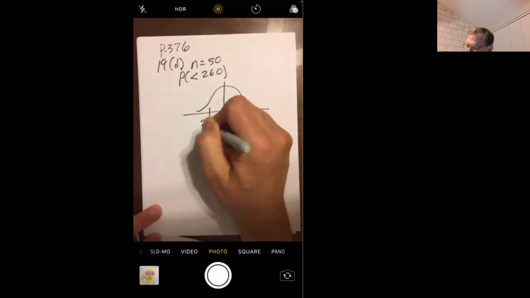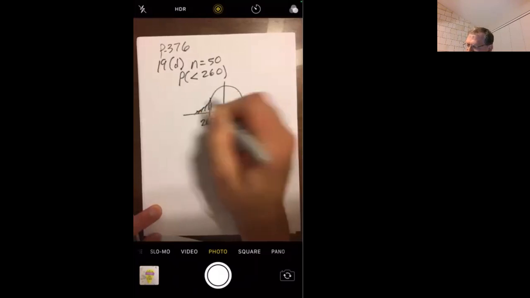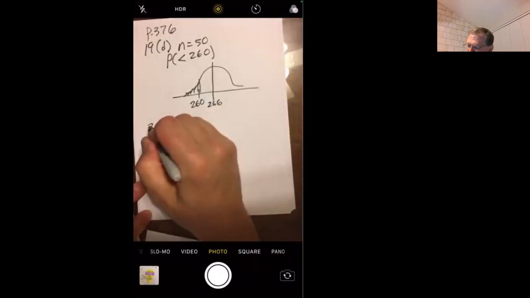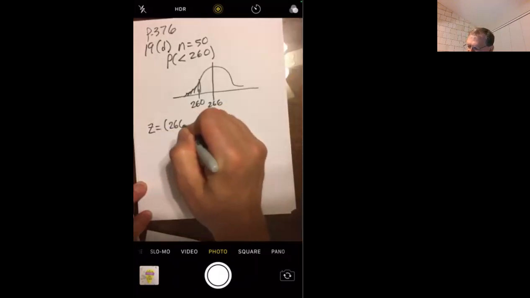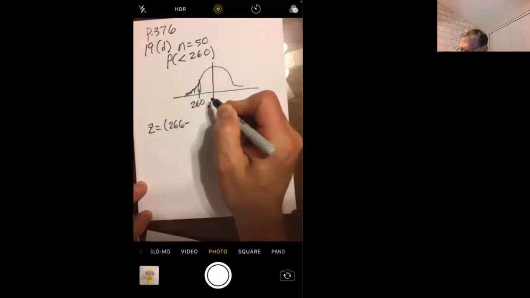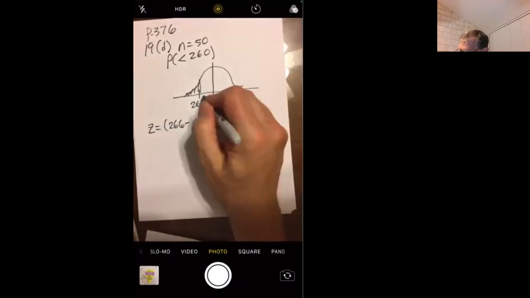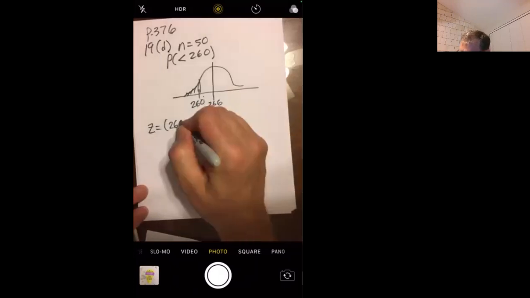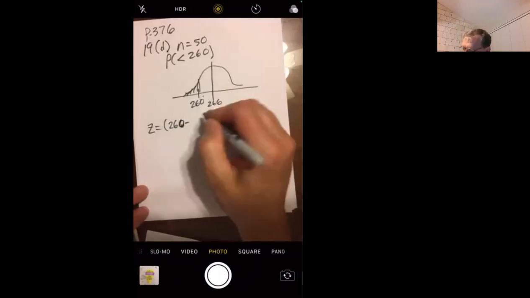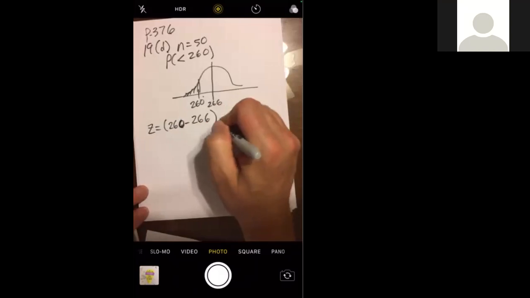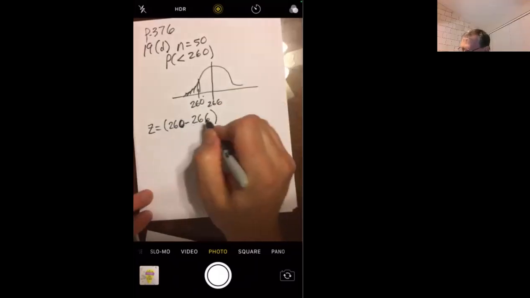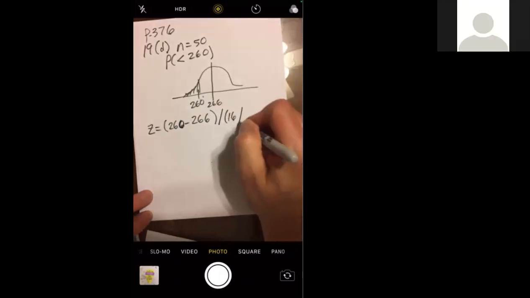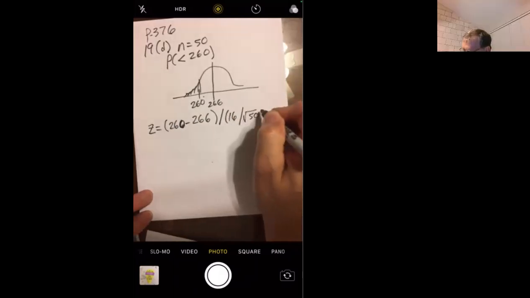266, 260. Now the sample size is 50. When you do your Z number, you're going to get your 266. That's two. I got it backwards. My fault. Okay, I'm sorry. This is correct. This should be the 260 minus 266. Right, my fault. Your X minus your mean divided by your 16. But that's divided by the square root of 50.